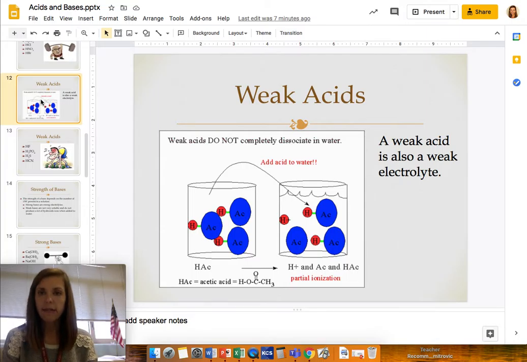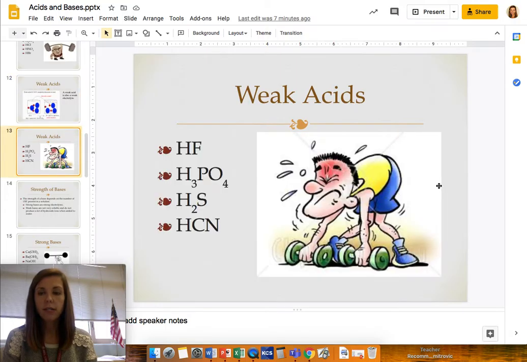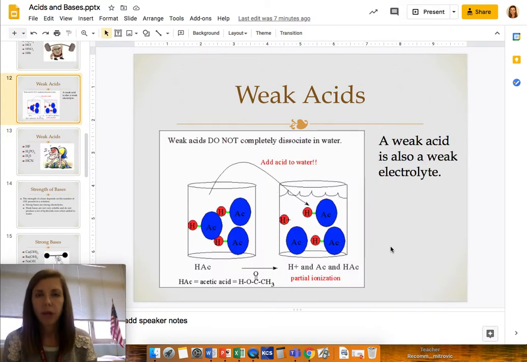But weak acids are weak electrolytes, okay? So acetic acid is also known as vinegar. Vinegar is an acid known as acetic acid. And acetic acid doesn't really have this formula. They're simplifying this greatly here. But if you look up acetate on your yellow sheet, it's CH3CO2 with a negative charge. But with an H attached, it wouldn't have that negative charge. That's called acetic acid. So weak acids do not completely dissociate in water.